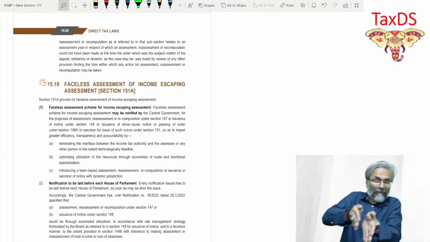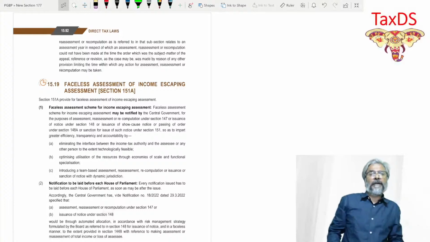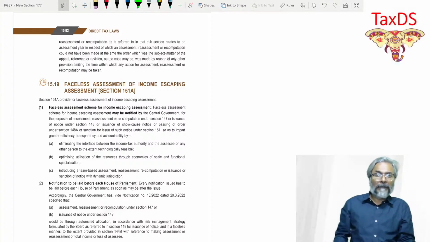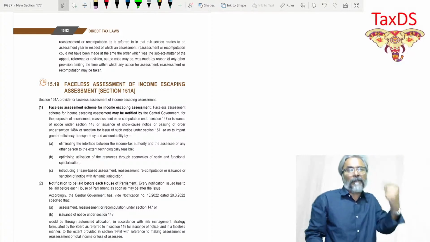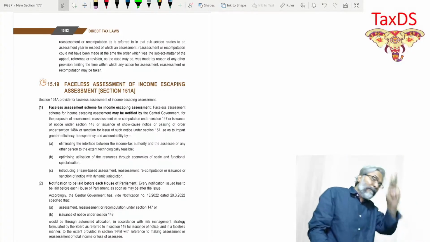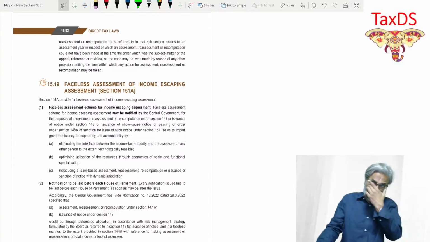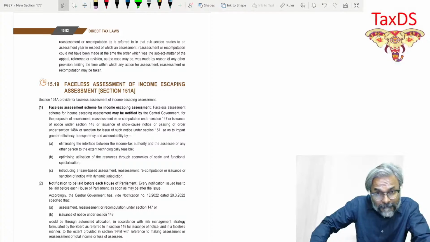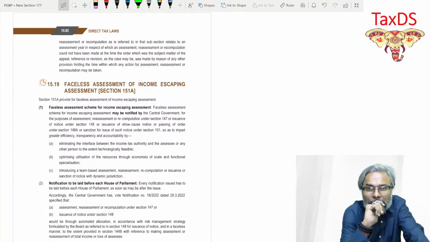So that is the reason why we need to know the scope of assessment of 147 now. After the amendment of 2024, what is the scope of the assessment of 147? That is point number one. The second amendment, students, that has taken place is in respect of the time limit, the time limit of doing the assessment.